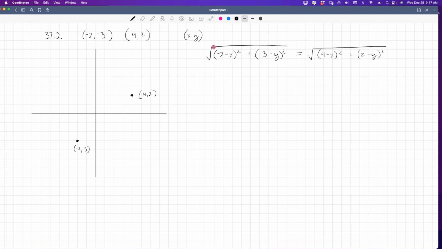First of all, we would unsquare everything by squaring it, which would cancel these and leave us with -2 minus x squared plus -3 minus y squared is equal to 4 minus x squared plus 2 minus y squared. And I did that part wrong. That should be squared on the outside.